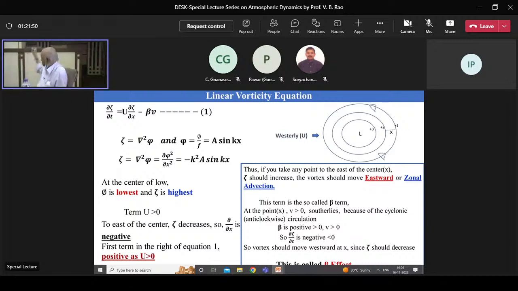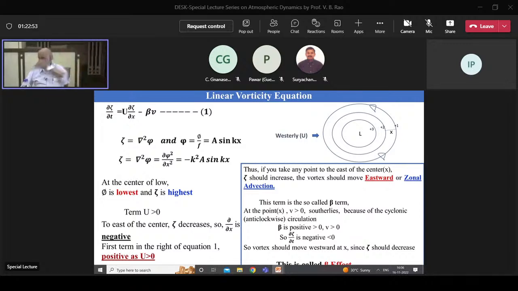Then put it like this to convince you. Please pay attention. In the case of zeta and phi, phi is a sine function. And if there is a low at the center, it's the minimum of what? Phi, your geopotential. I derived this to convince you. The center is minimum pressure, minimum geopotential. Because if it is minus, minus, it becomes plus. The sine function, low is negative. So negative, negative, positive. At the center of the low, phi is lowest, zeta is highest.